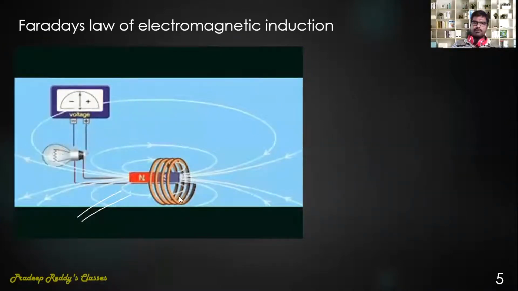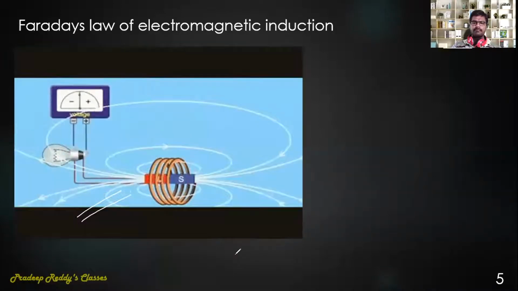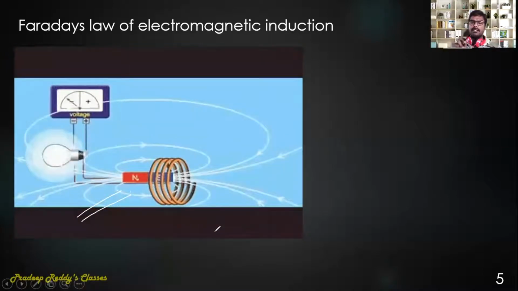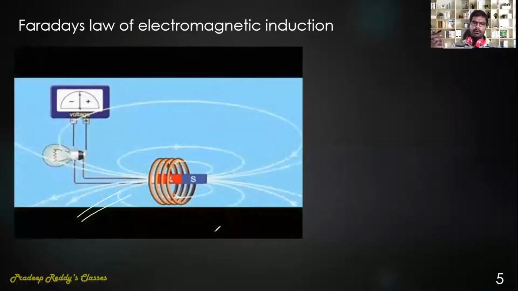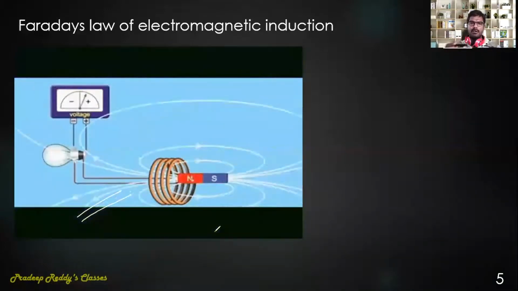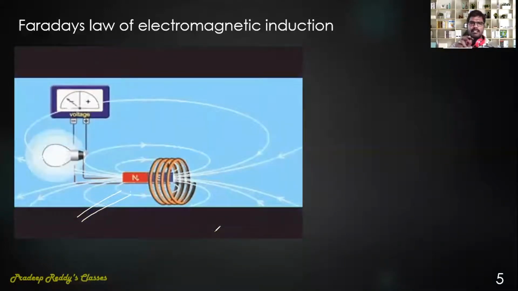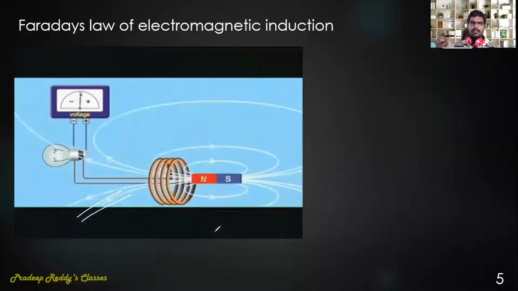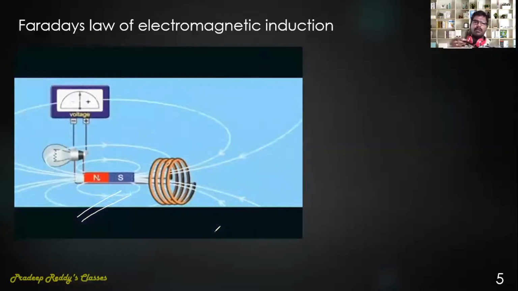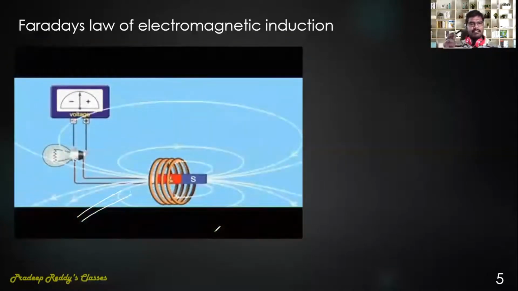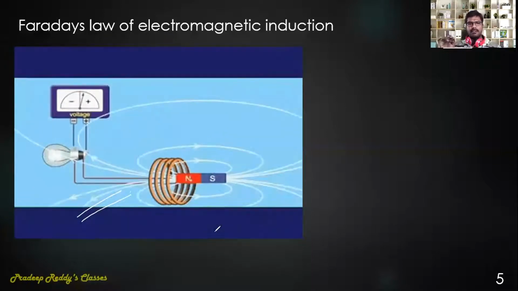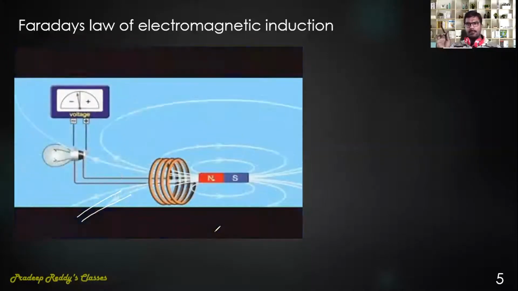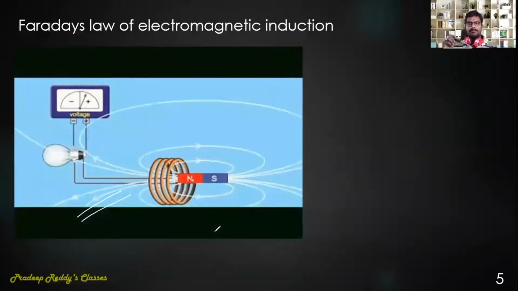Now here in this case, what we do, we will just take an external magnetic field, and we are changing the external magnetic field by moving the magnet with respect to the coil, inside and outside, just like shown in the animation. In the animation, clearly it is shown that when the magnet is coming closer to the coil, the flux linked with that coil would undergo change. When flux linked with the coil is undergoing change, there is deflection in the voltmeter and the bulb glows.